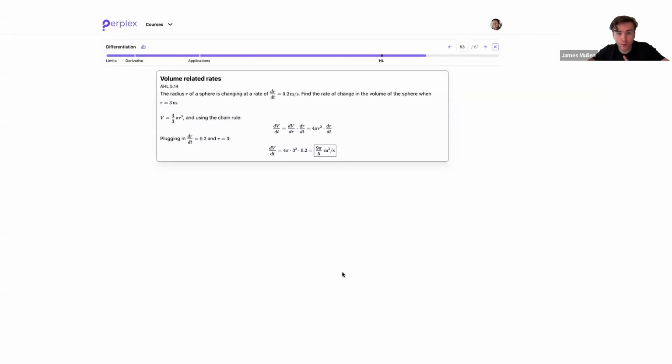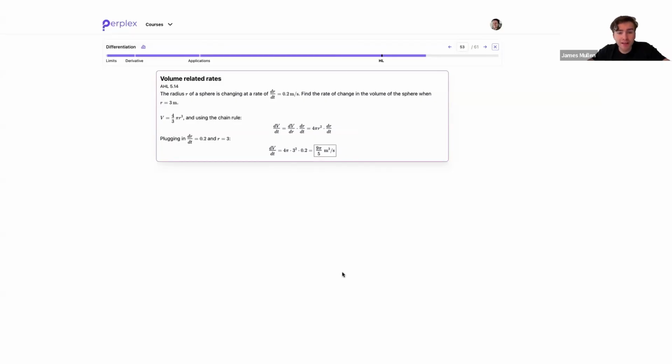That's my formula. So using the chain rule, I can write dV/dt is equal to dV/dr times dr/dt. And dV/dr, I can take that derivative. I bring down the 3. It becomes 4 pi r squared. And that is being multiplied by dr/dt.